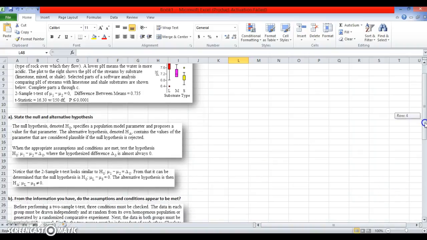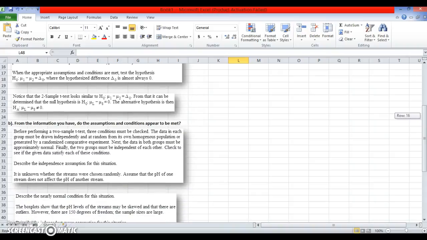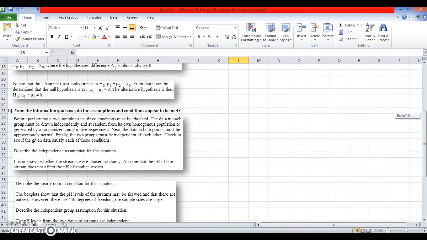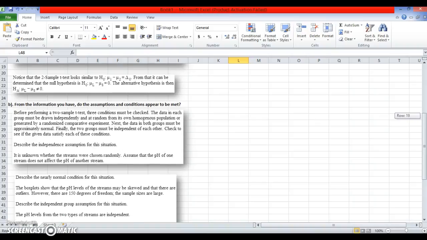So moving down to B: from the information, do the assumptions and conditions appear to be met? Before performing a two-sample t-test, 3 conditions must be checked. The data in each group must be drawn independently and at random from its own homogeneous population, or generated by a randomized comparative experiment. Next, the data in both groups must be approximately normal. And finally, the 2 groups must be independent of each other. Check to see if this data meets these specific conditions and describe the independence assumption for this situation.